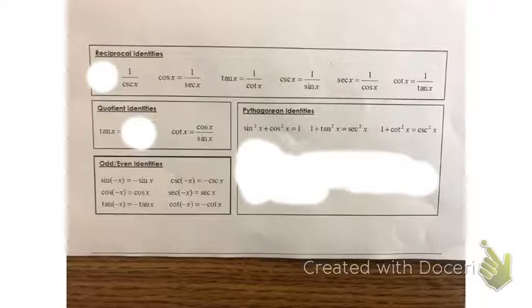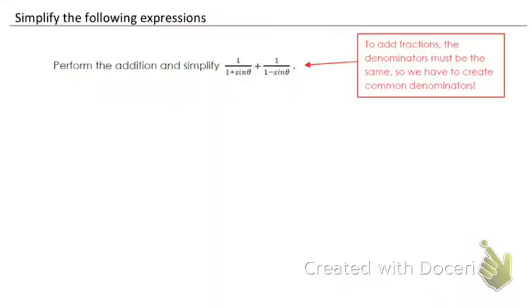This would all be blank. So you need to know all of these. And the odd evens. Okay. Questions from the homework?